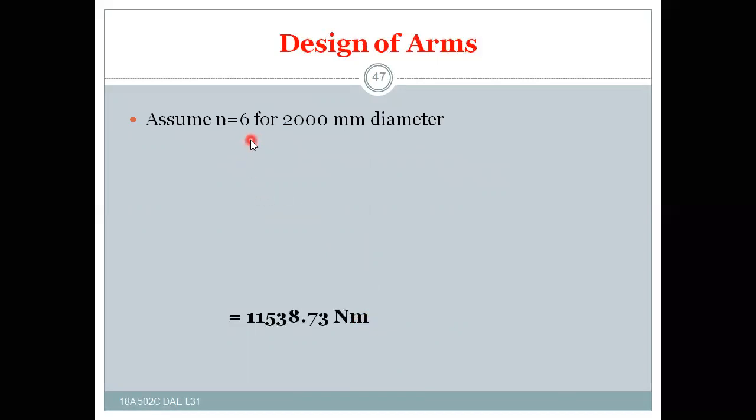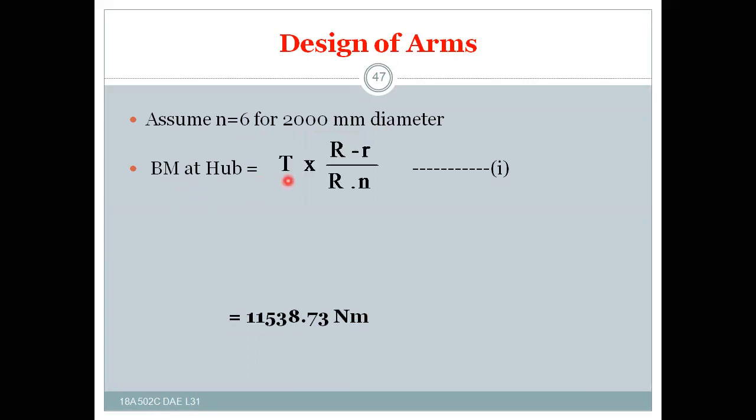Assume n, the number of arms, is equal to 6 for 2000 diameter. Then the BM, maximum bending moment at the hub, is equal to T into (R minus r) by R into N. This is an already known formula for us, where T is the mean torque. After substitution in the formula P is equal to 2 pi N T by 60, you will get the mean torque equal to 11,538.73 Newton meters.